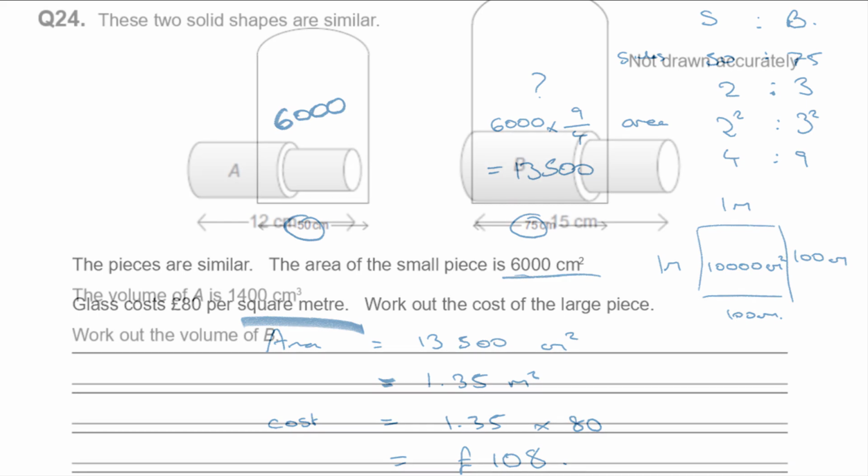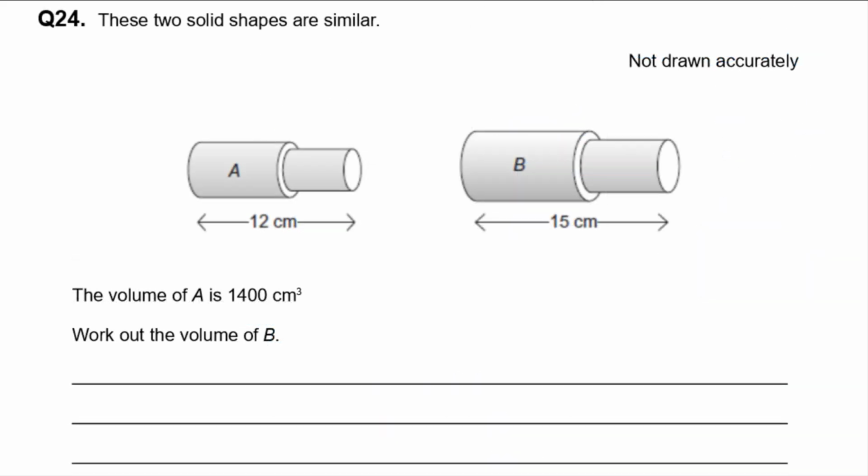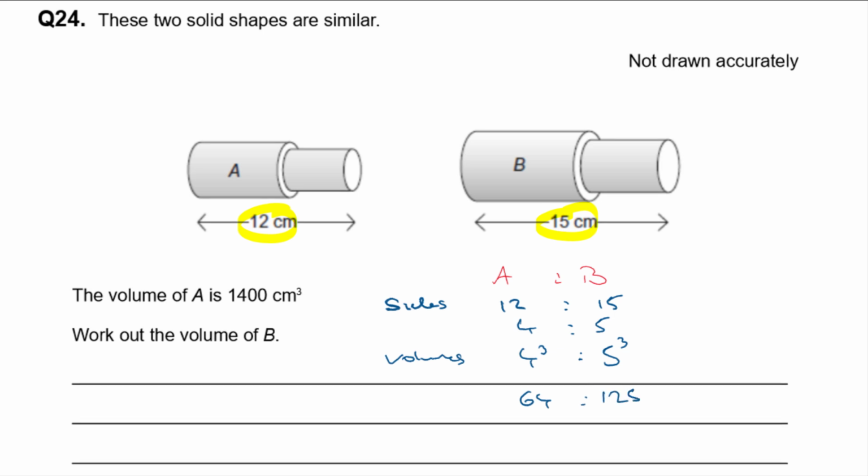Okay. Question 24. These two solid shapes are similar. The volume of A is 1400 cubic centimeters. Work out the volume of B. Now notice again, we've got matching sides given. So A to B, the ratio of their sides is 12 to 15, which cancels down, doesn't it? They're both divisible by 3, so that's 4 to 5. And so the ratio of their volumes is going to be 4 cubed to 5 cubed. 4 cubed is 64, 5 cubed is 125, isn't it?